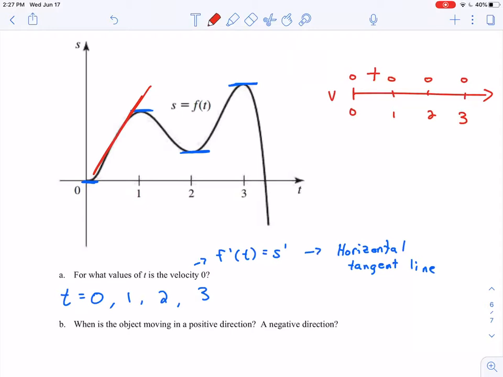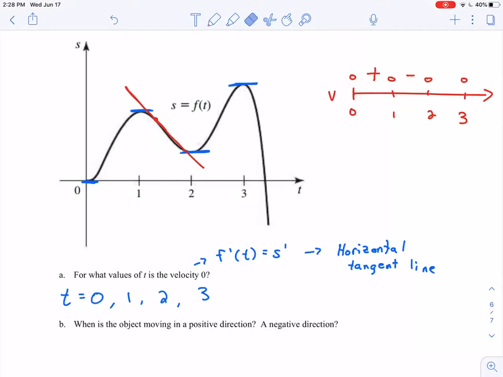And I'm going to repeat this process again and again. Let's look at between 1 and 2 now. If I pick a number between 1 and 2, let's pick this point right here, and I sketch in the tangent line right there, I'm going to ask myself, what's the slope of that tangent line? Is it positive or is it negative? The slope of that tangent line is decreasing, so it must be negative. So that means that the velocity must also be negative, because that also represents the derivative.